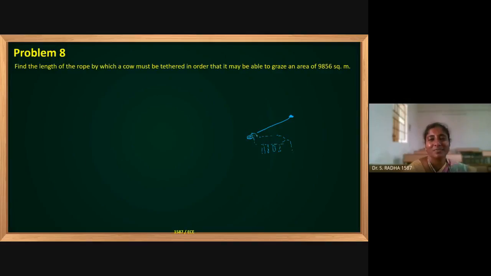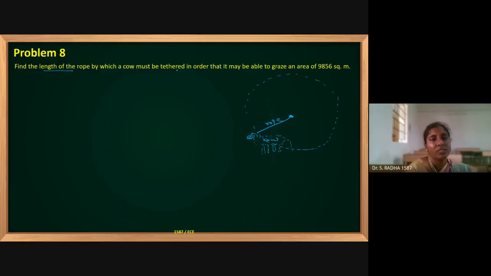It is tied with a rope. Now it is grazing. Grazing means it can be moving around the center point as long as the rope will help it to move. So it forms a circle, and the cow can be moving within this area. So what is the length of the rope?